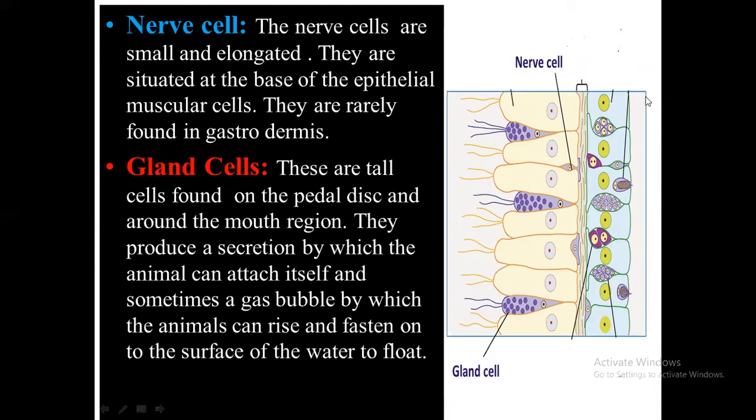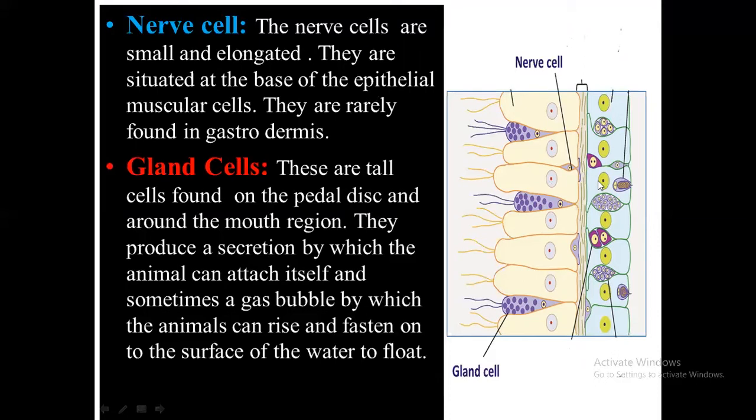Now, nerve cells. The nerve cells are small or elongated. They are situated at the base of the epithelial muscular cells. They are rarely found in gastrodermis. So these are the nerve cells. Look, this is a nerve cell.